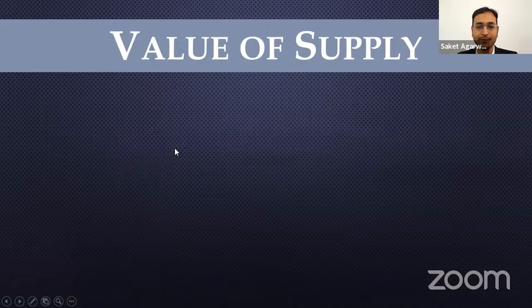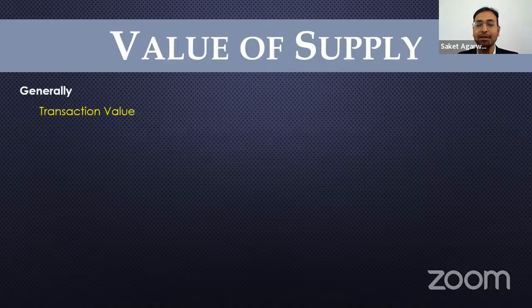All right, starting with the topic. Generally, what is the value of supply? It is the transaction value. That means our first, simple example of 60,000 rupees being charged from the buyer. No complications. There are no delivery charges, there is no discount, there are no municipal taxes. 60,000 rupees being charged from the customer.